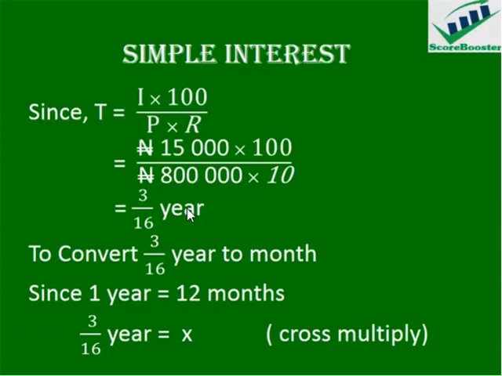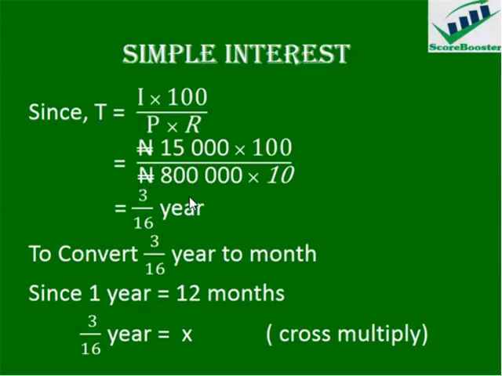I know that this doesn't look very okay. We know that 3/16 year is not up to a year, so we convert it to months. 3/16 year is like 0.1875 year. I know that 0.1875 year is not up to a year, it's like months. So we now convert this 3/16 year to months.